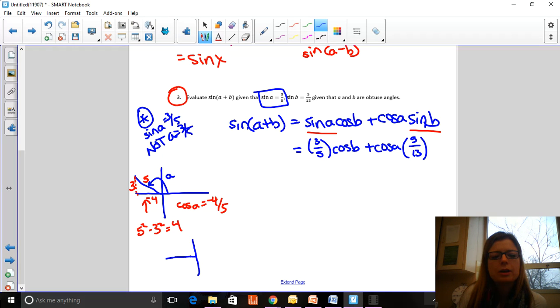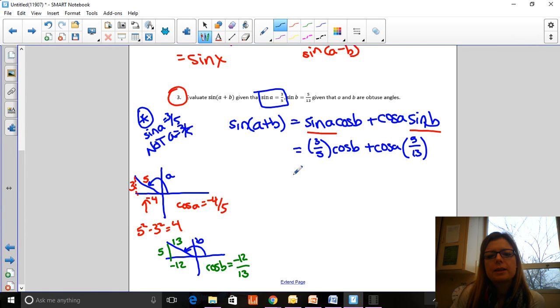Okay, so using the same logic, sine B is positive, but B is obtuse. That means it has to terminate in this quadrant. So this is angle B then. Okay, so we drop down a perpendicular. We know that this is 5 high and this has to be 13 long. So using Pythagorean theorem, you find that this length is negative 12. So cos B then is equal to negative 12 over 13, x over r.